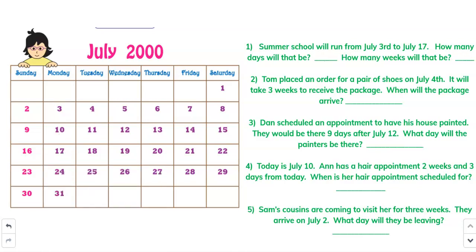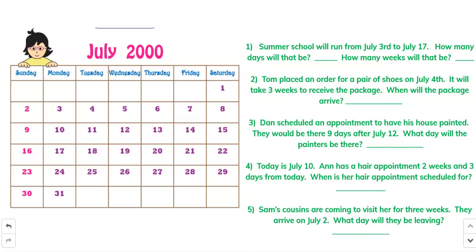Okay, the second question says, Tom placed an order for a pair of shoes on July 4th. It will take 3 weeks to receive the package. When will the package arrive? So this one's a little bit different because it's not giving us 2 dates. Instead, it's giving us a date and how much time has passed.